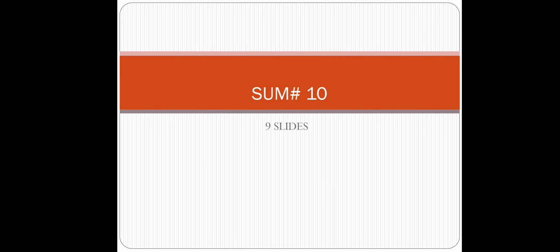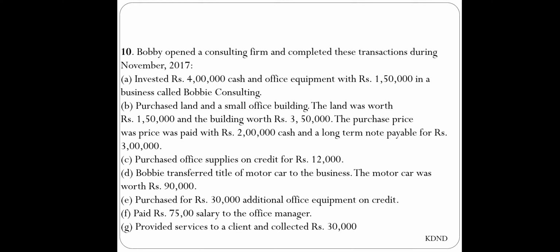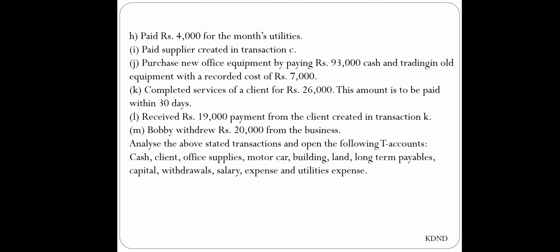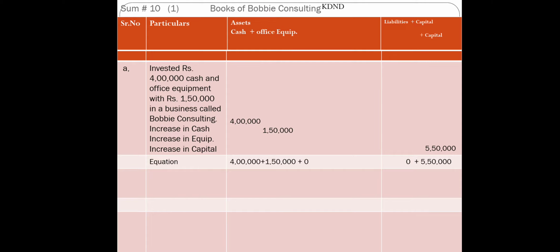Now switching to sum number 10, that is the last sum of this chapter. Not this chapter, sorry. This is the last sum of accounting equation, where accounting equation is understood perfectly. Invested 4 lakhs in cash, office equipment 1,50,000 in business called Bobby Consulting, right? So here in the sum they had given the name of the business. So here we are going to write down the name of a business, that is books of Bobby Consulting.